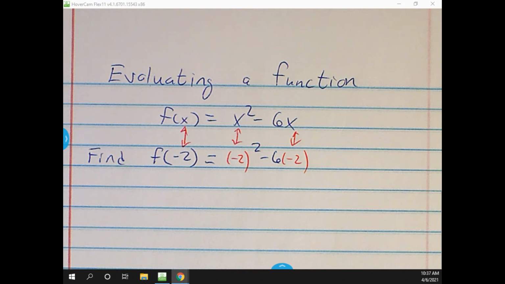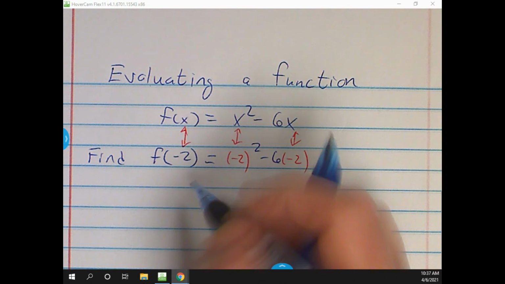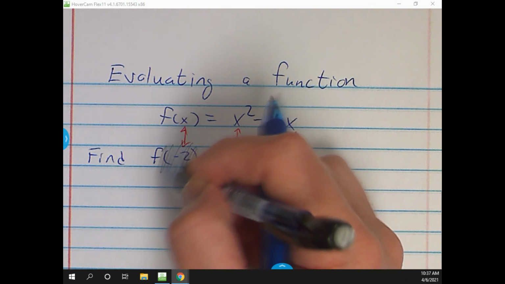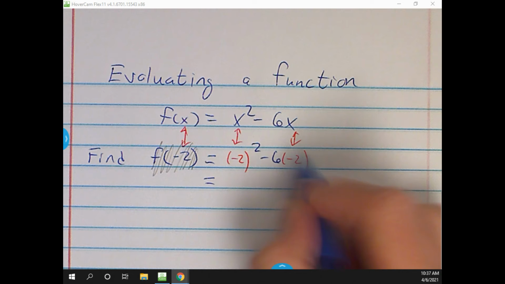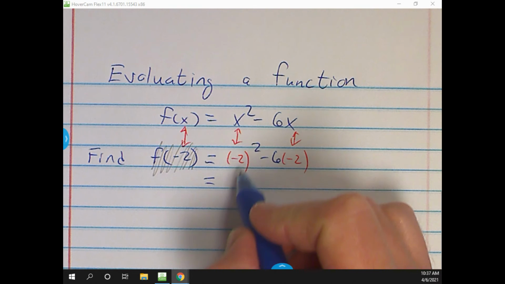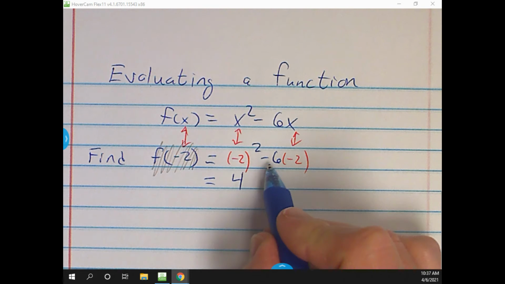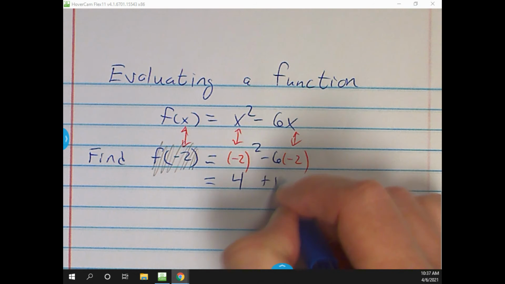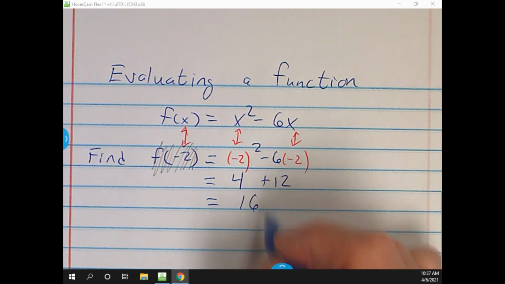And when you go through that one, the f part of the function that's over here, you don't really do anything else with this. This is just telling you what number to plug in. Everything else you do on the right-hand side over here. So you go ahead and do your exponents. You do negative 2 squared to make it 4. Then you've got negative 6 times negative 2. That would be a positive 12. So then you do 4 plus 12, and that would be 16.